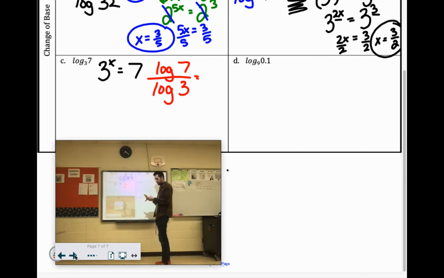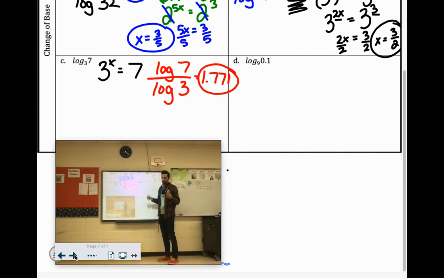So let's see, log of 7 divided by log of 3. And it's customary to round to the 3rd decimal spot, which is the thousandths. So this, I get 1.77124, and so on. So we're going to round it to 1.771. So that's a rounded answer. It's not an exact answer.